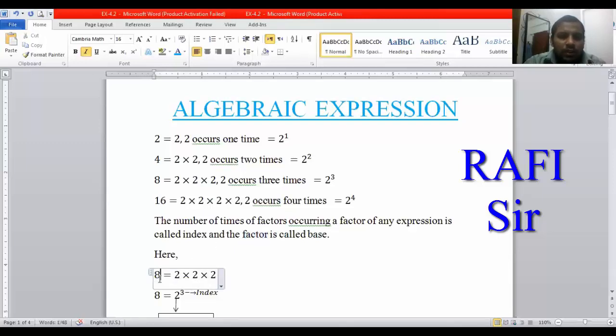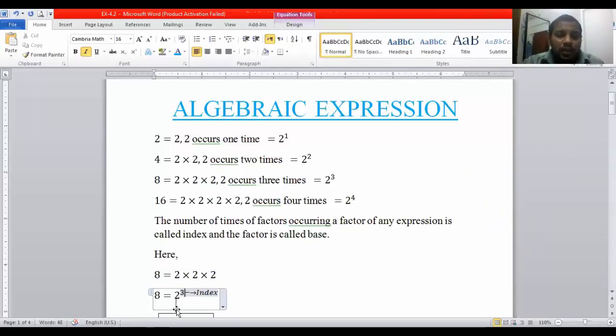So look, it is 8. 8 is 2 into 2 into 2, that means 2 is the factor and 3 is the number of times of occurring. So 3 is the index and 2 is the base. So 8 is equal to 2 cube, that means 2 is base and 3 is index. That means the factor is base and the number of times it occurs is the index.